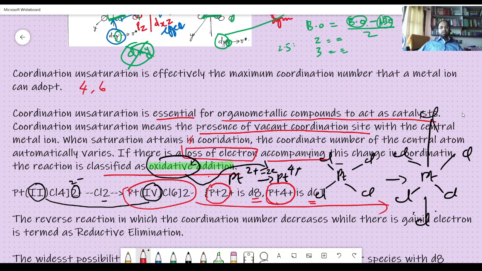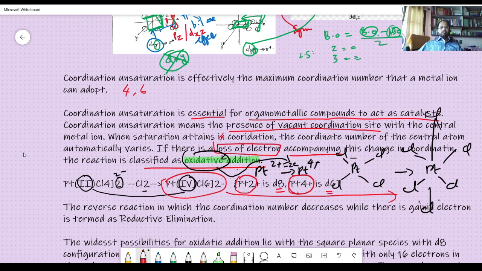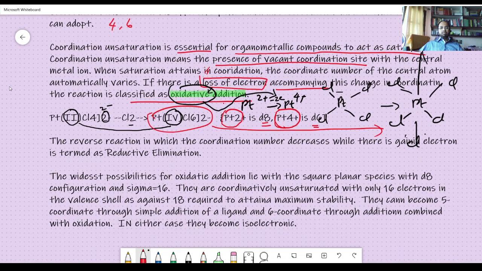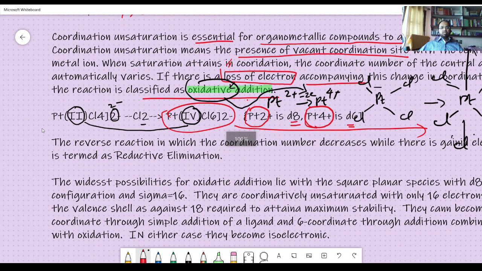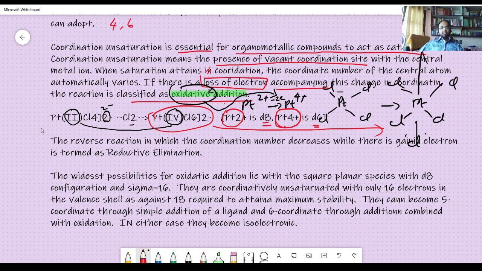insertion, you have to remember that also, the definition is the maximum coordination number that a metal ion can adopt. The reverse reaction, in which the coordination number decreases while there is a gain in electrons, is termed reductive elimination. So oxidative addition and reductive elimination. What is meant by oxidative addition? What is meant by reductive elimination?